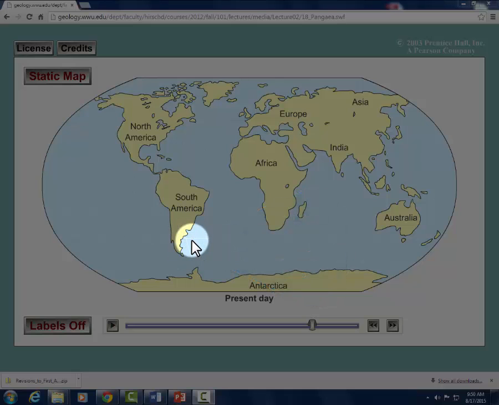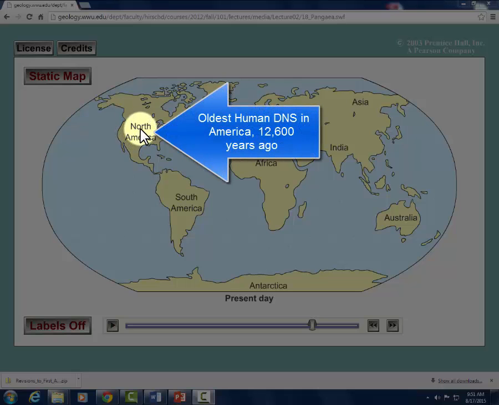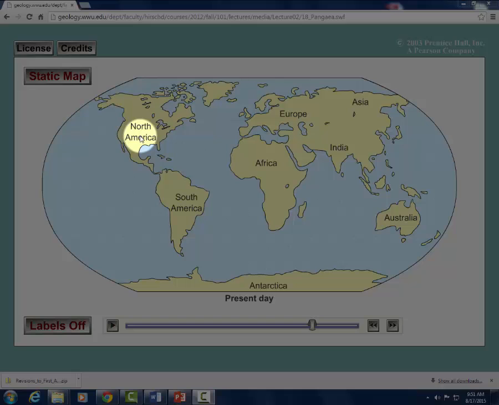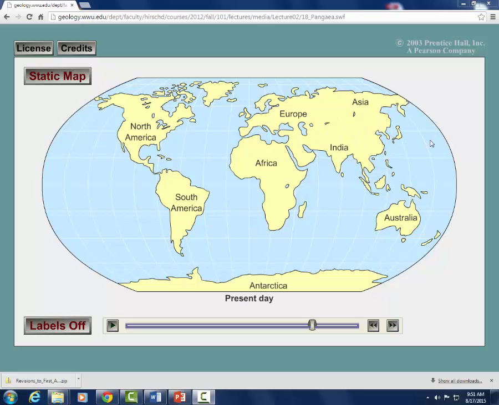DNA from the oldest human remains found in America, the oldest human remains were found right there in America, match the DNA from humans in Asia, which proves the first humans in America came from Asia. The question is, how did Asians cross the largest ocean on Earth, the Pacific, to get to America? Those are the facts.